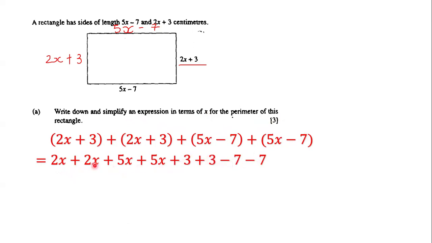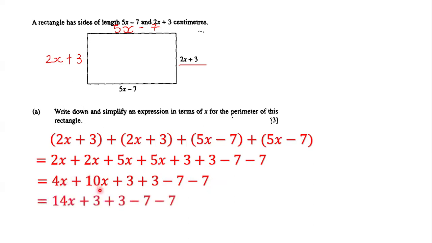Now let's add up all of our terms that have x in them. The first thing we do is 2x plus 2x is 4x, and 5x plus 5x is 10x. We just bring down the 3 plus 3, negative 7, negative 7. Now we have 4x plus 10x, and 4x plus 10x is definitely 14x. And then we have 3 plus 3, negative 7, and negative 7. We bring them down again.